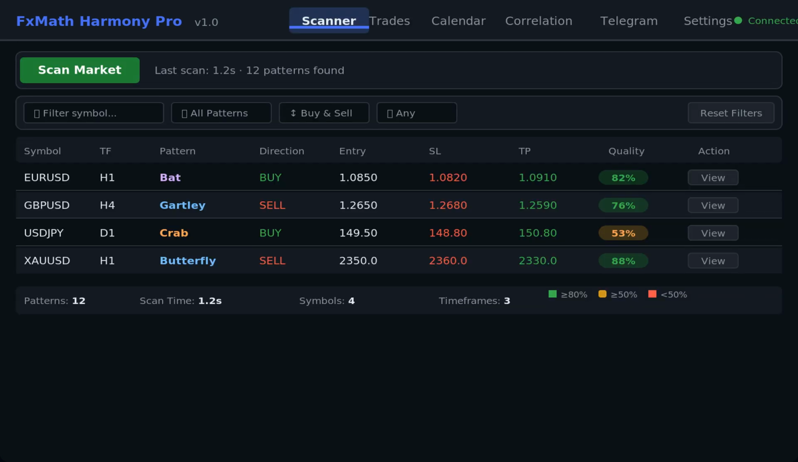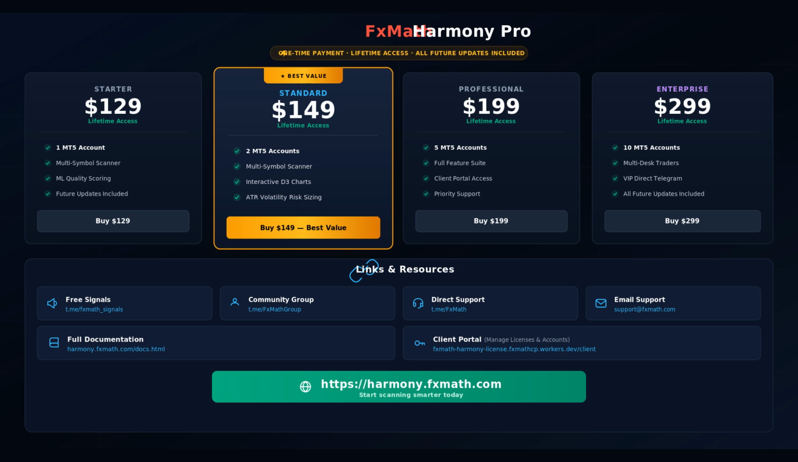That is the Scanner tab. Scan your markets, filter results by quality, analyze patterns on interactive charts with ATR levels, and execute trades in one click. Ready to take your harmonic trading to the next level?